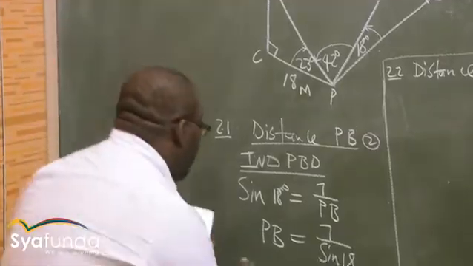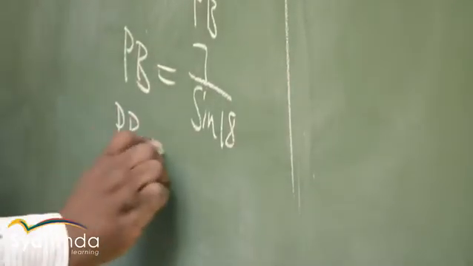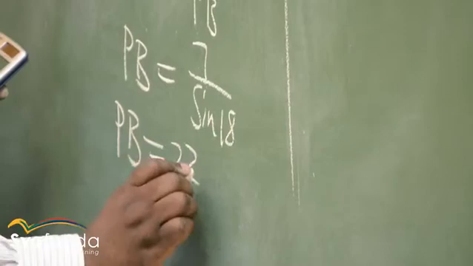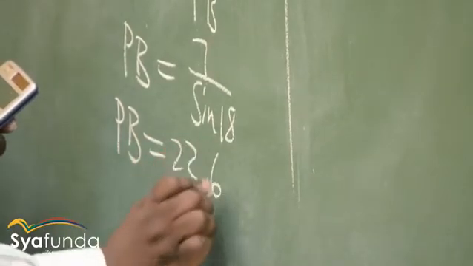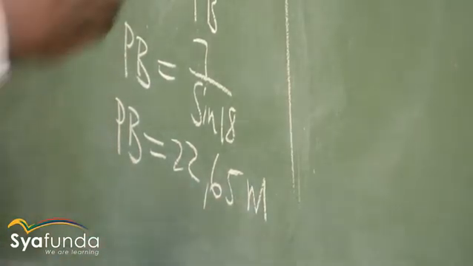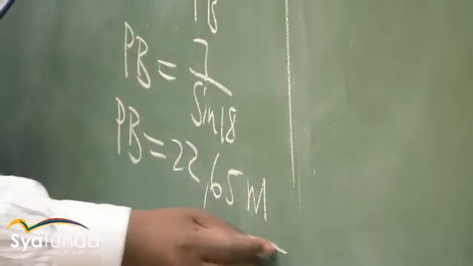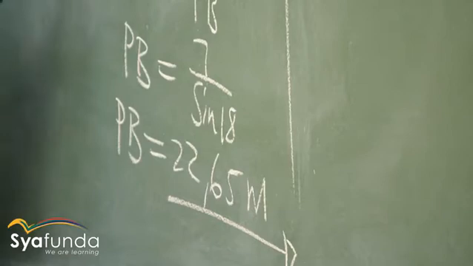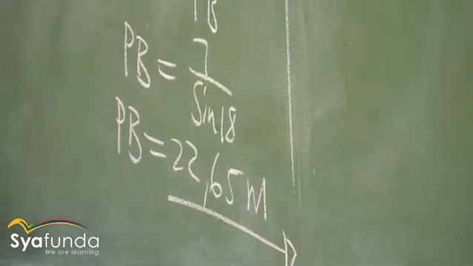It is PB. That distance is 22.65 meters, correct to 2 decimal places. Yes, it is in meters. 22.65 meters. That is the distance PB.